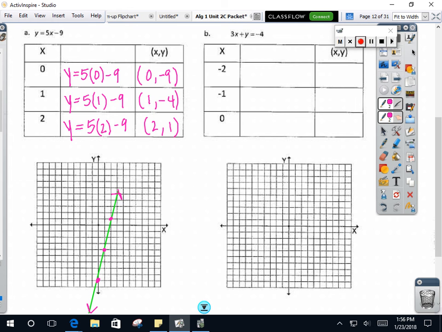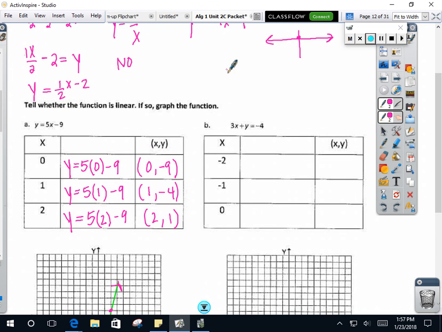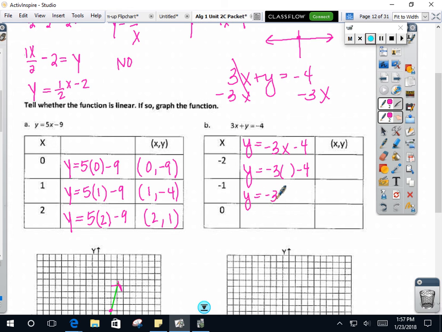Okay, what's different about B? Correct. So the first thing you have to do is get it in y equals mx plus b form. So what would we have to do first? Correct. And that's pretty much all we have to do, right? Now it's y equals negative 4 minus 3x, or we could go ahead and reverse those and put the negative 3x first, the negative 4 second. And then you do the same thing. Y equals negative 3 times x minus 4. And you're going to do it 3 times because they've given you 3 x values to plug in.